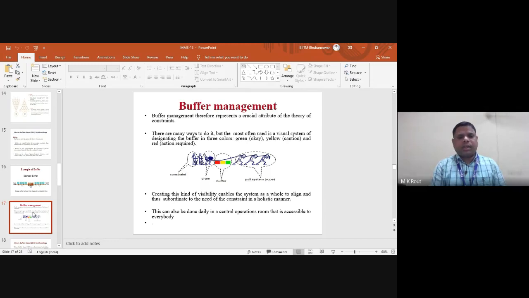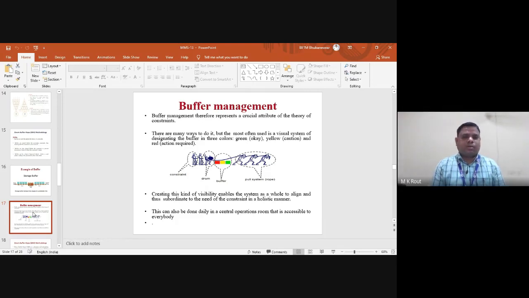So here you can see that if you find any constraint, a drum should be paced, and that drum should be brought towards the buffer or buffer storage. This buffer storage directly indicates different color signals. Red is action required, yellow is caution, and green is okay. So after getting the green signal, with the help of the pull system, known as the rope, you can directly pull the raw material from the constraint area to your smoothly running areas. That is the concept behind drum buffer rope.